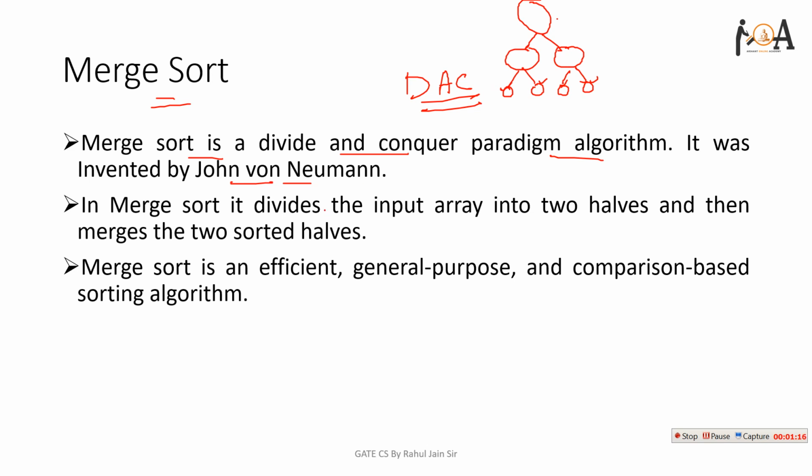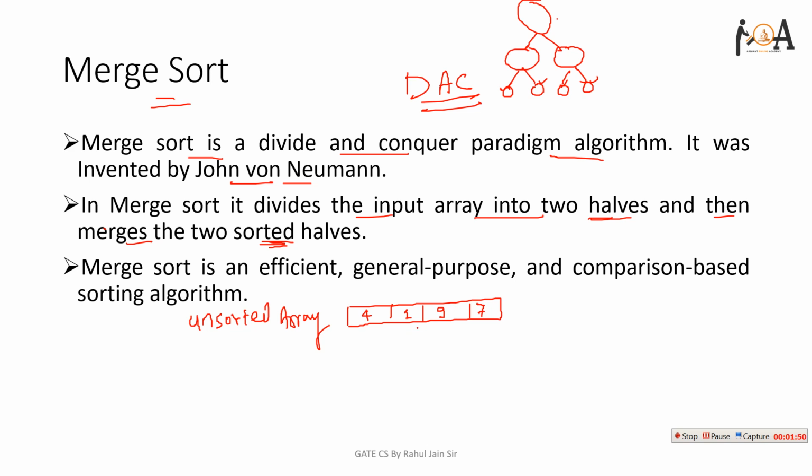Okay, so merge sort divides the input array into two halves and then merges the two sorted halves. Okay, so you can understand it like that. Suppose an unsorted array is given to us, for example, 4 1 9 7. Okay, it is an unsorted array which is given to us.